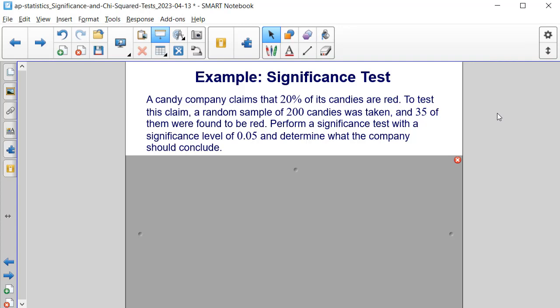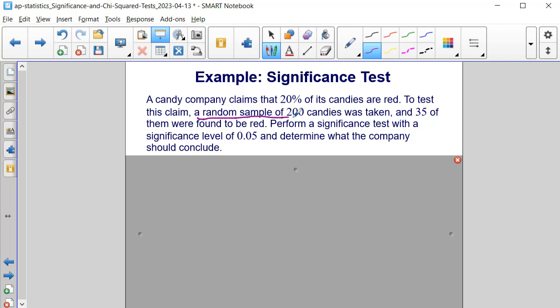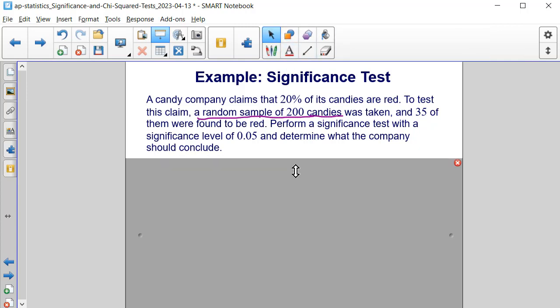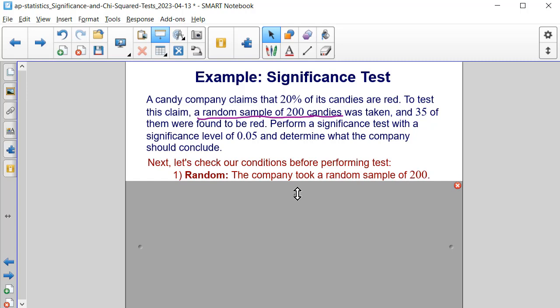Next, let's check that the conditions are met before performing the test. The first part is the sampling method. Well, in this problem, they performed a random sample of 200 candies. So that is a valid simple random sample. So requirement number 1 has been met.